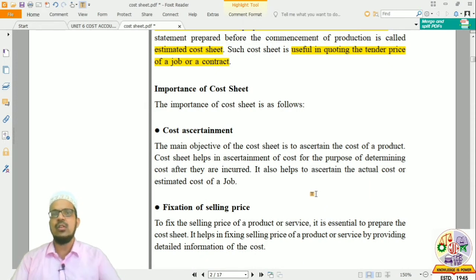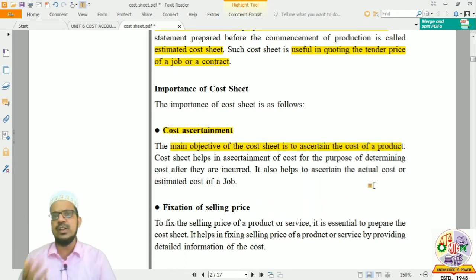Why do we prepare a cost sheet? What is the rationale behind preparation of a cost sheet? So the first importance of preparing the cost sheet is that it leads to cost ascertainment. Ascertainment means finding out. The main objective of a cost sheet is to find out the cost of a product.